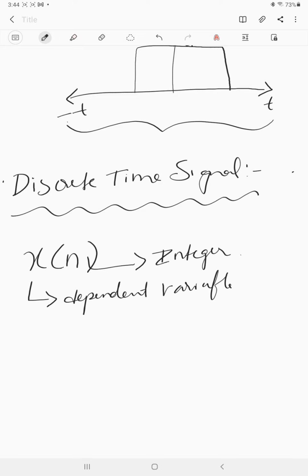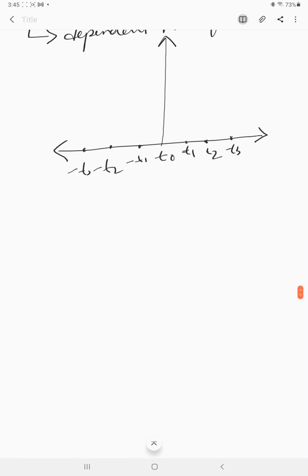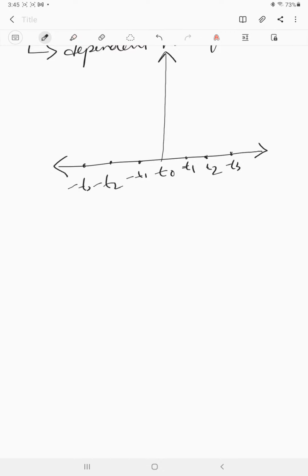Let us take the same signal and sample that continuous time signal at discrete intervals of time. For this signal, what is the value of the signal at intervals of t on the right hand side? Let us represent the signal. This is the signal. This is t naught, and at different intervals of time, t1, t2, t3. Here at the left hand side, in the same way, it is represented as minus t1, minus t2, minus t3.